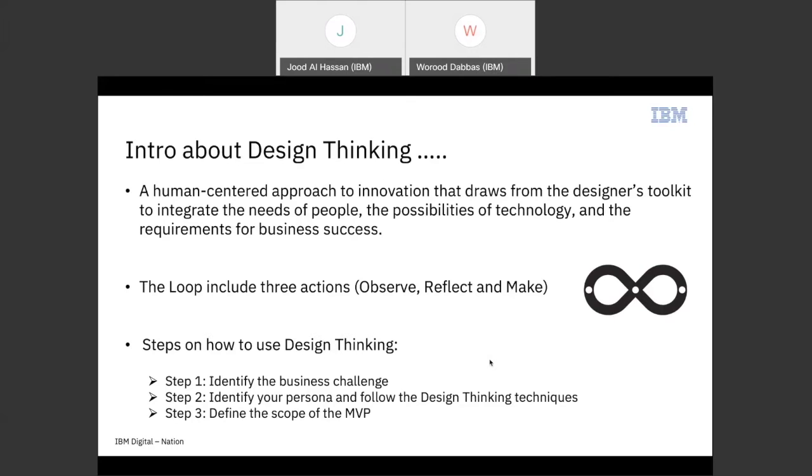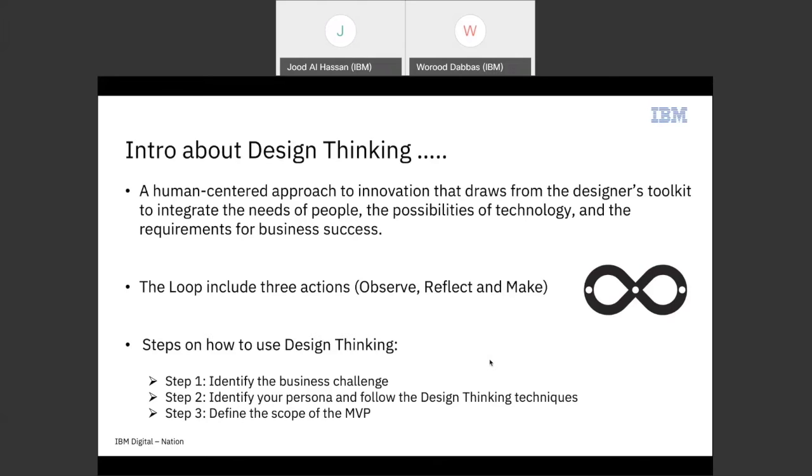So in order to have a successful design thinking methodology or strategy, step number 1 is to identify your business challenge. What are you trying to do? You have to identify who you are targeting, your audience and your persona.